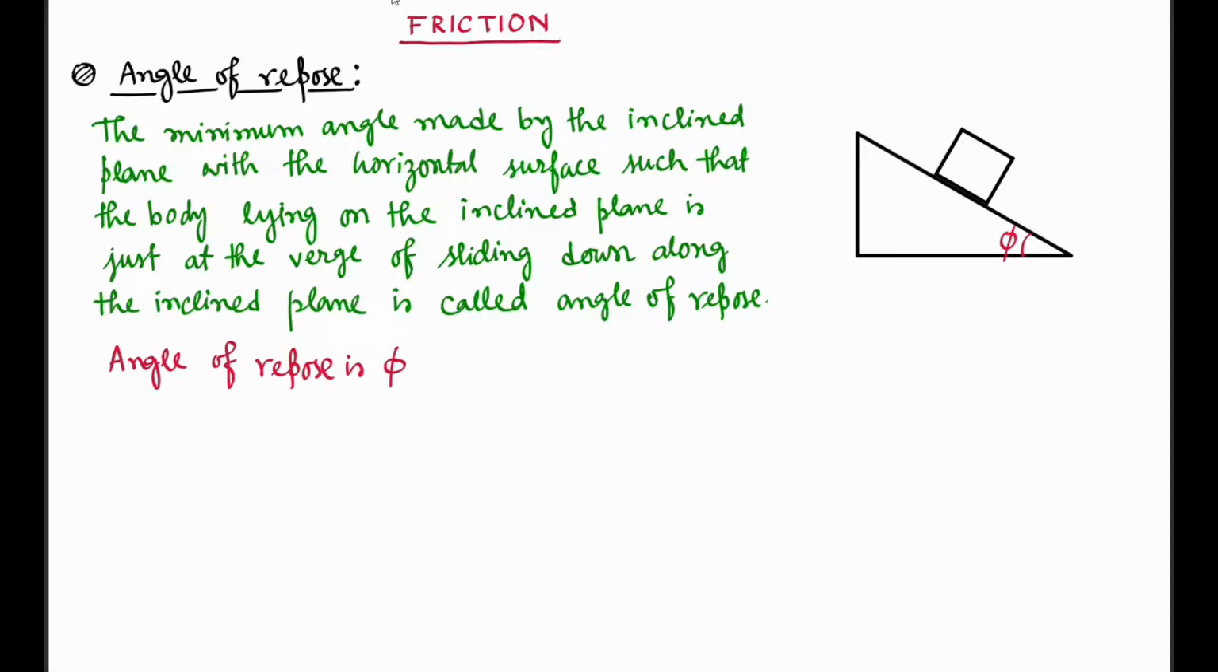Now, m is the mass of the body. Therefore, weight is mg. If we resolve that force, that means weight, into two components, one along the inclined plane and another perpendicular to the inclined plane, then this is mg sin phi and this component is mg cos phi.